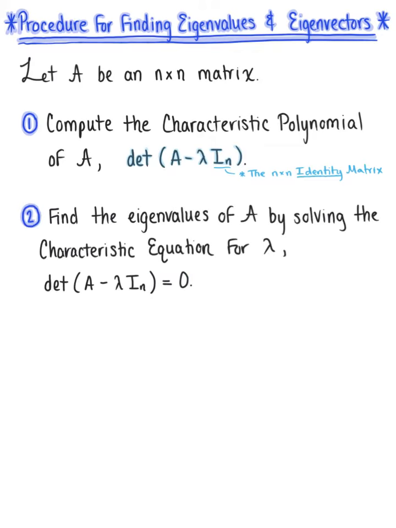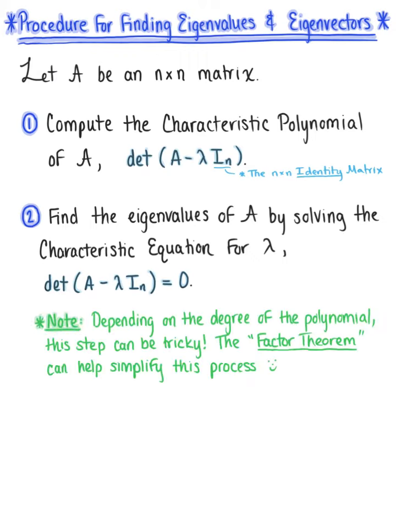Secondly, we want to find the eigenvalues of matrix A by solving the characteristic equation for lambda. So in other words, we need to solve the equation defined by the determinant of matrix A minus lambda times the n by n identity matrix equals 0. Now, a quick note here. Depending on the degree of the polynomial, this can be a little tricky. So we want to keep in mind that in these trickier cases, we can use the factor theorem to help us find lambda.